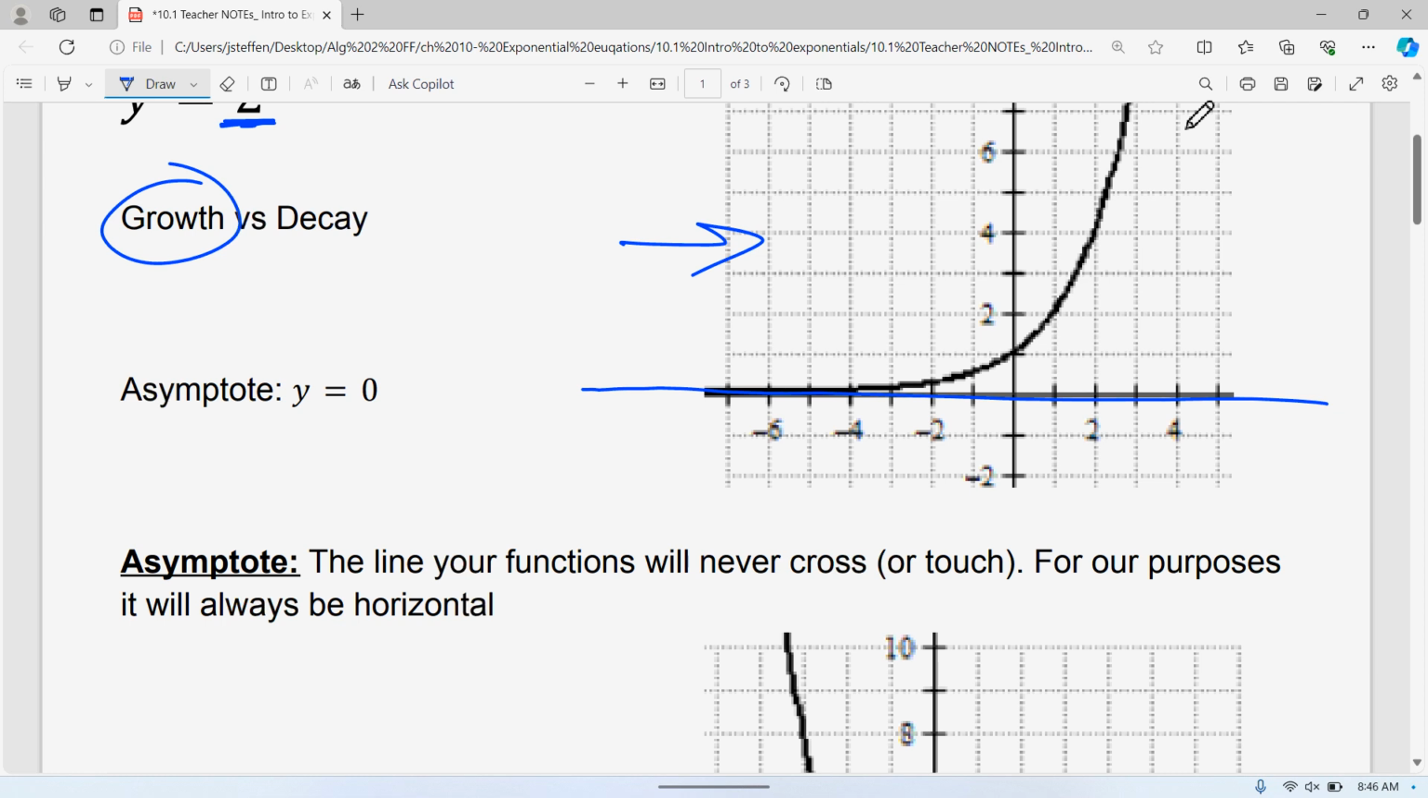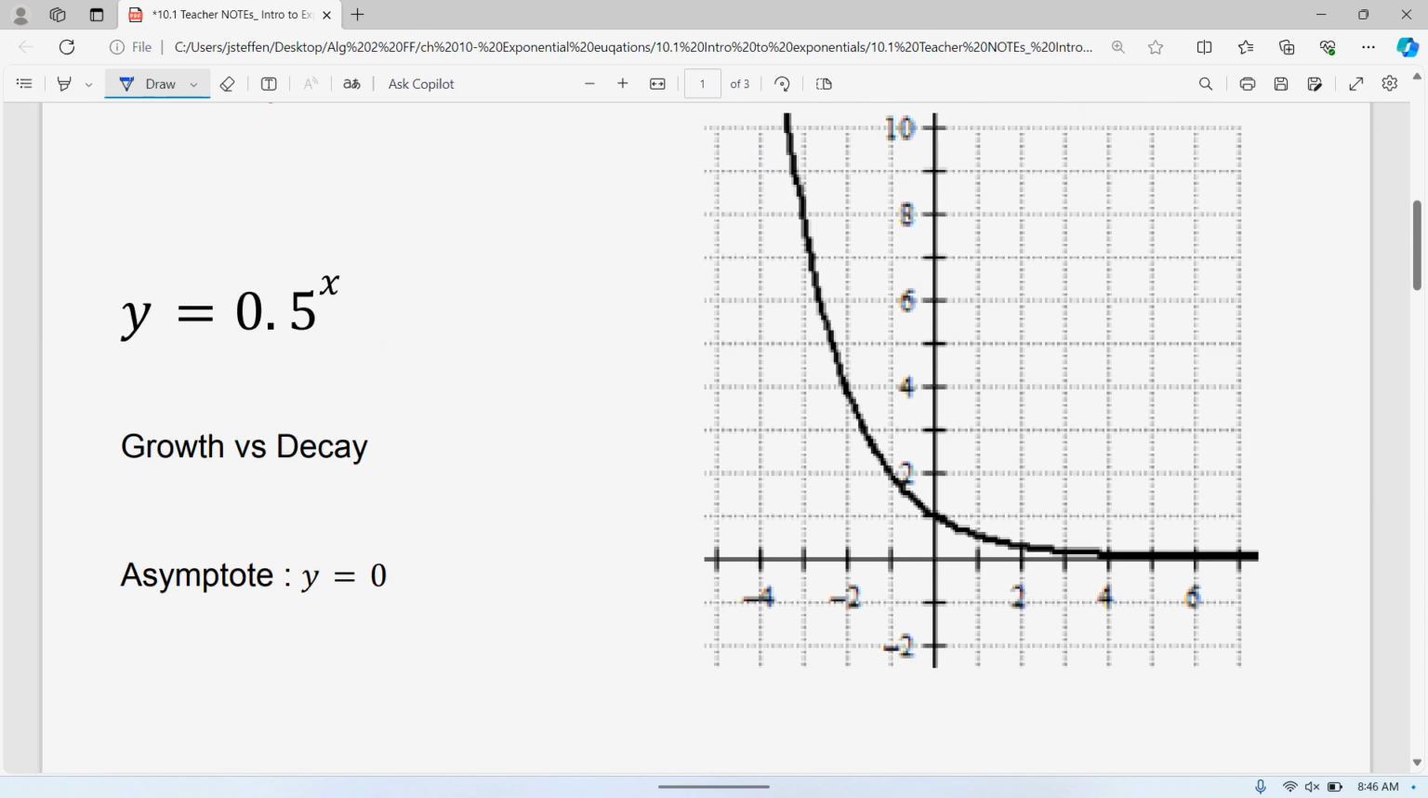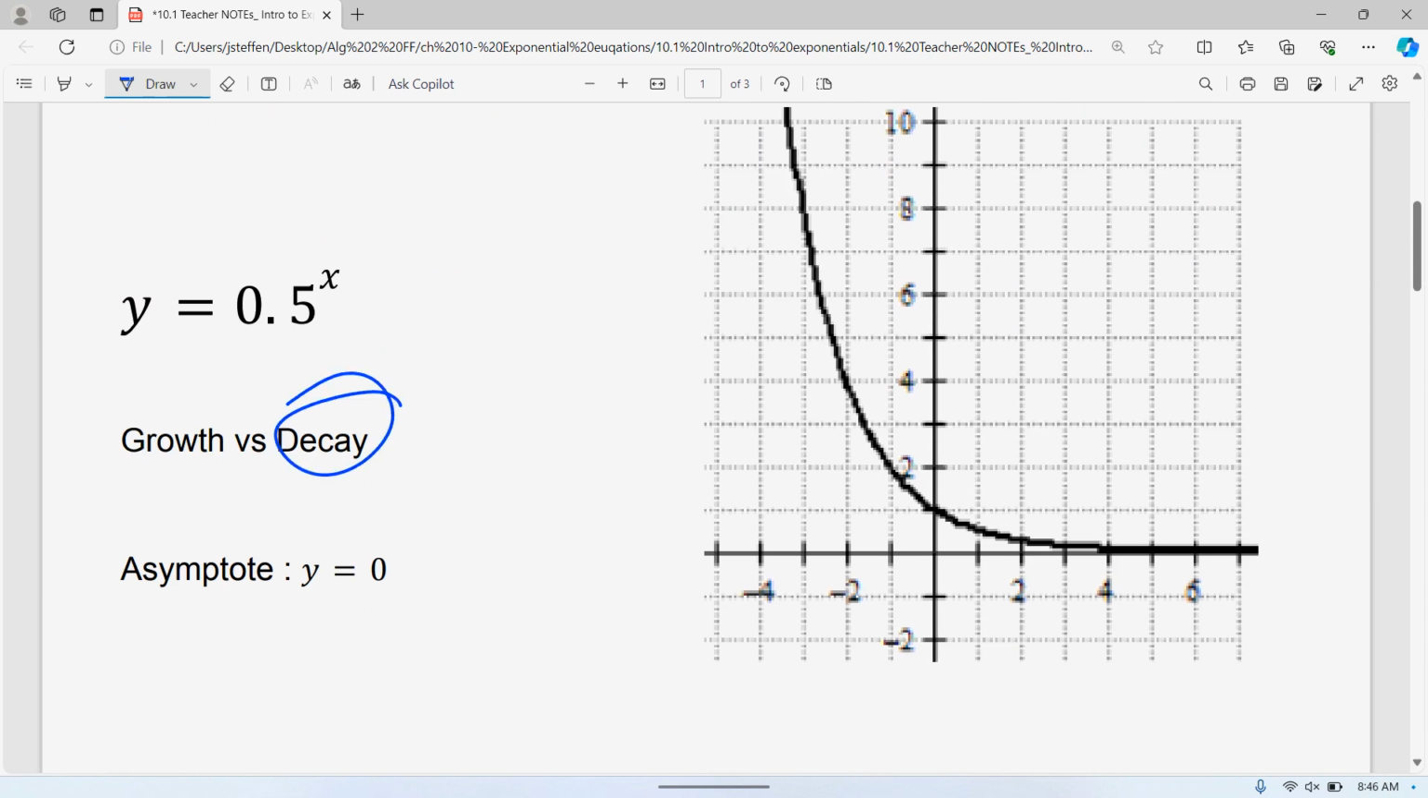Now again, there are vertical asymptotes and horizontal asymptotes. We're only going to deal with horizontal asymptotes. If you look at this, it's kind of obvious because you can see how this graph gets really close to that line, but it never actually crosses. So that's where that asymptote is going to be. The other example we have is an exponential decay problem. And this is more like I was talking about earlier, where you keep cutting something in half and it gets smaller and smaller and smaller.